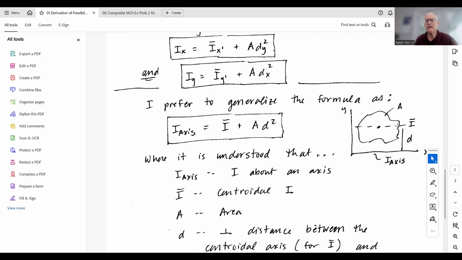So if you have an area and you know its centroidal I, and you seek its moment of inertia around some axis that's parallel to the centroidal axis at a distance d, then I-axis is I bar plus A d squared. If you want it around the y-axis, again, the I about the y-axis is equal to I bar about the centroidal axis that's parallel to y, plus the area times the distance squared from that vertical centroidal axis to the y-axis. So I like to generalize it this way.